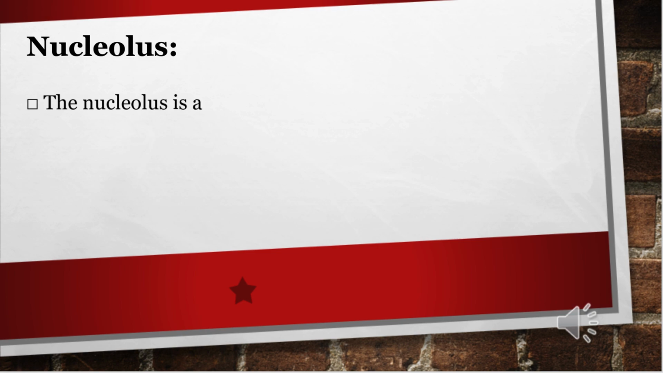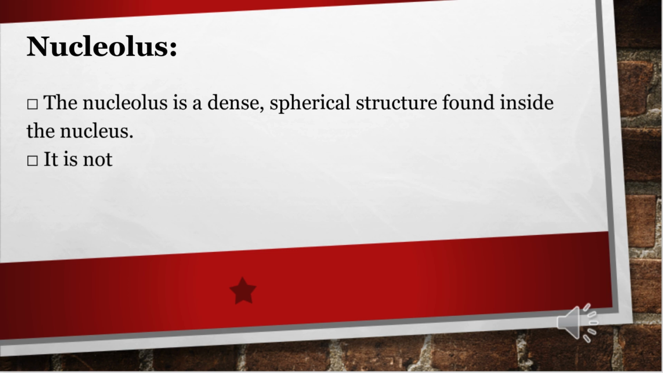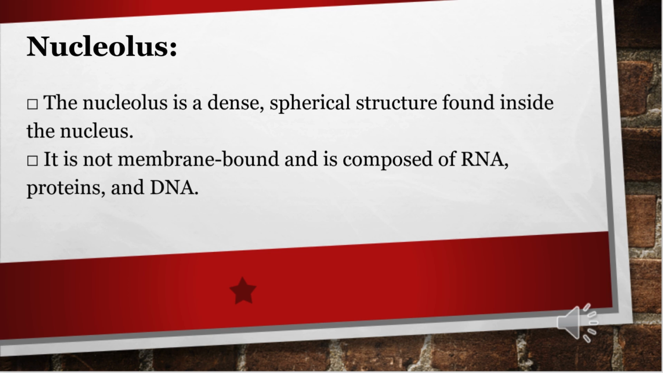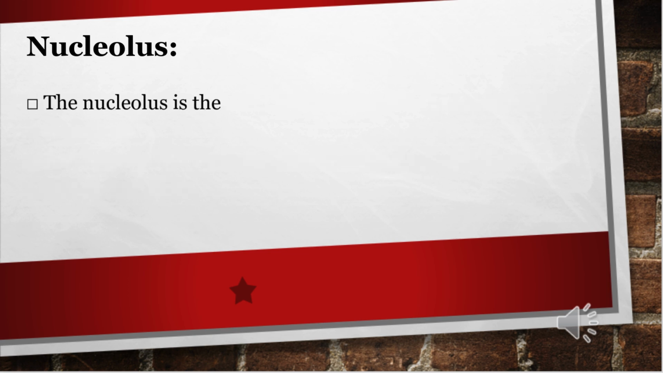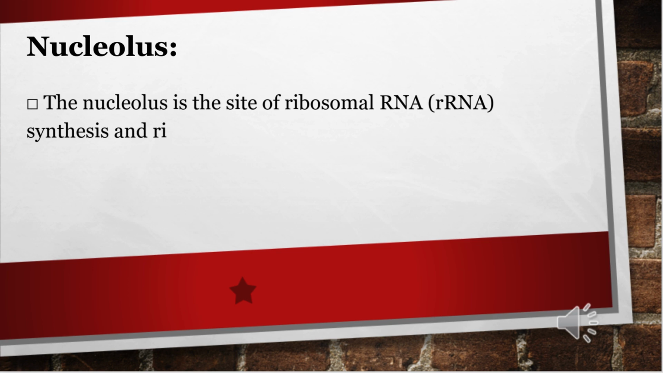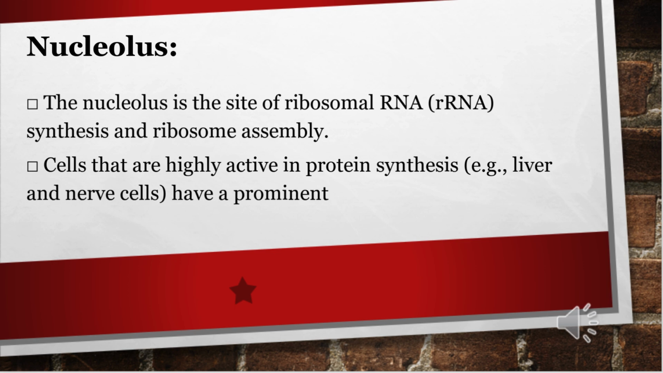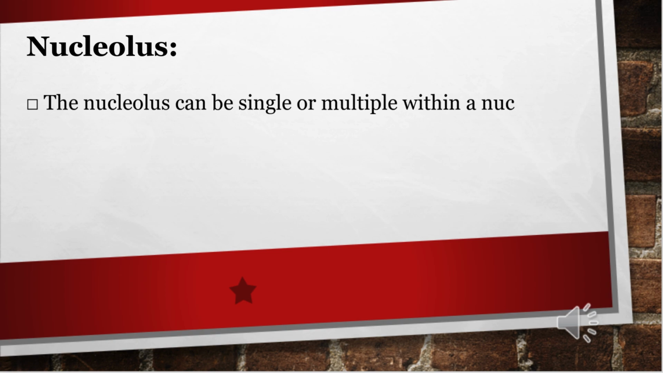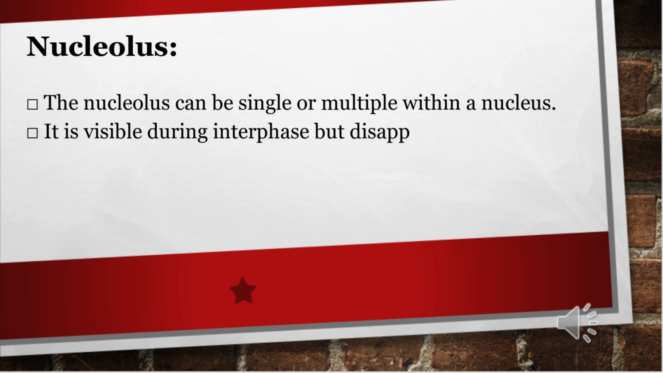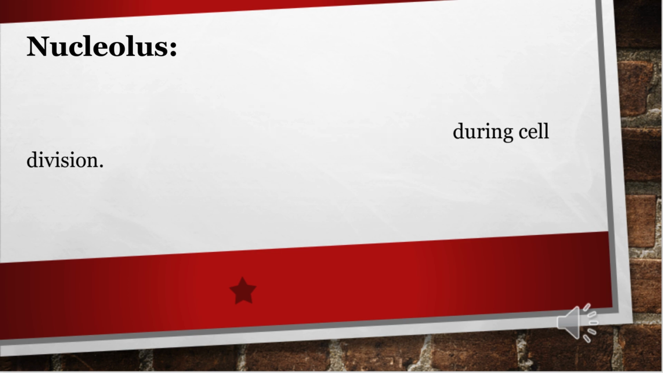The nucleolus is a dense, spherical structure located within the nucleus. Unlike other organelles, it lacks a membrane and is made up of RNA, proteins, and DNA. Its primary function is to synthesize ribosomal RNA and assemble ribosomes, which are essential for protein production. Cells with high protein synthesis activity, such as liver and nerve cells, have a large and prominent nucleolus. The nucleolus may be single or multiple within a nucleus. It appears during interphase but disappears during cell division.